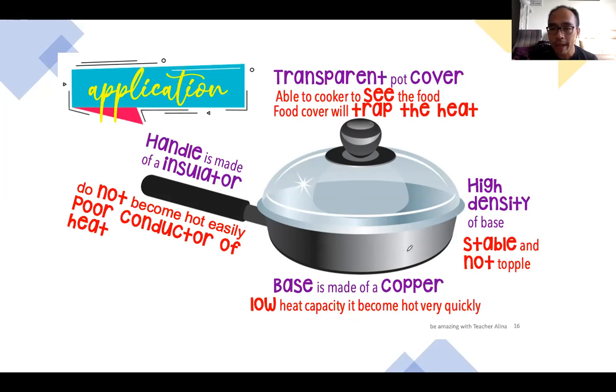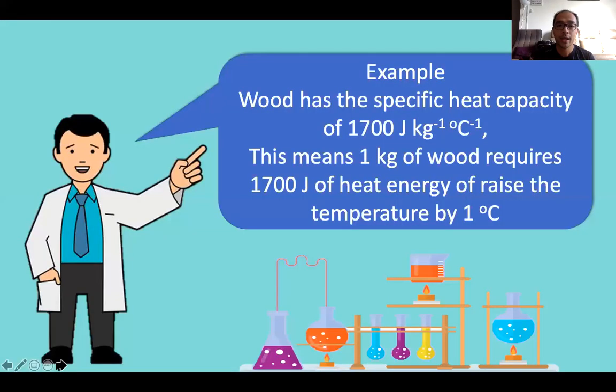Okay, the base of your kuali should be heavier, or in other terms, it's high density. When it is denser, it will be more stable and won't easily topple, which is good for your food. Otherwise, if your pot can topple so easily, kesian your food, always being wasted. Okay, so this is one example.